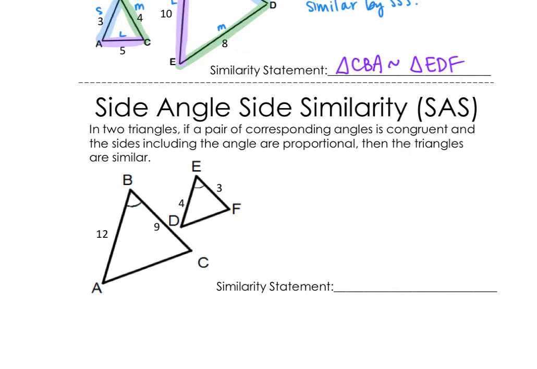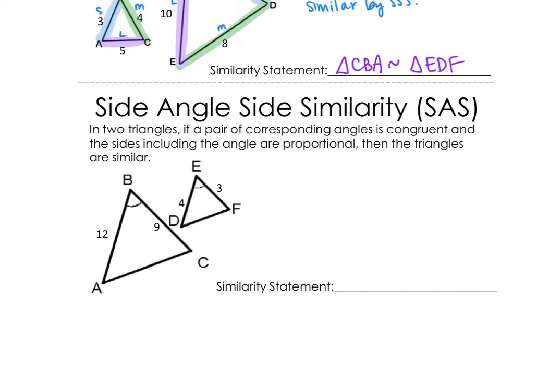What we mean by including the angle: if we look at triangle ABC, we see that angle B is formed by the 12 and the 9. So we would say that angle B is the included angle between 12 and 9. Similarly, if we look at the smaller triangle here, angle E is the included angle to DE and FE, the two sides that have measurements. So that's what we mean by included. For instance, if this 12 was on AC, we could not say this is side angle side. That angle has to be sandwiched between the two sides.